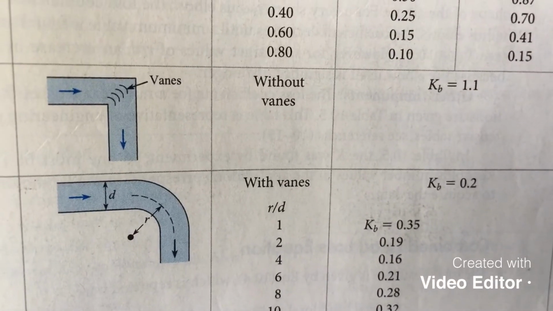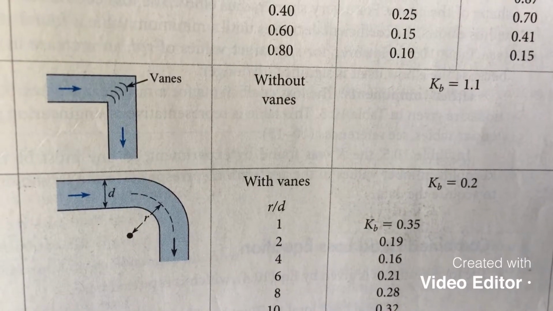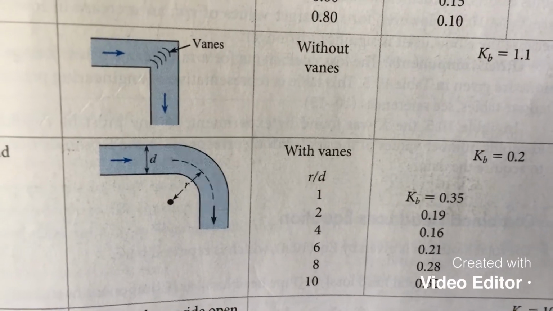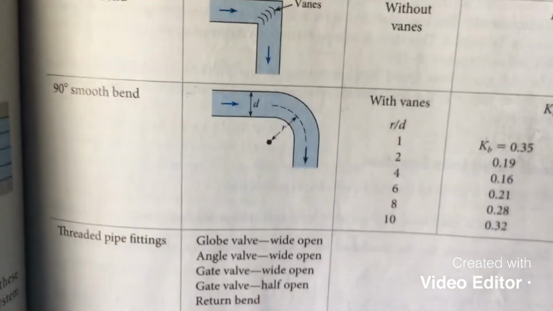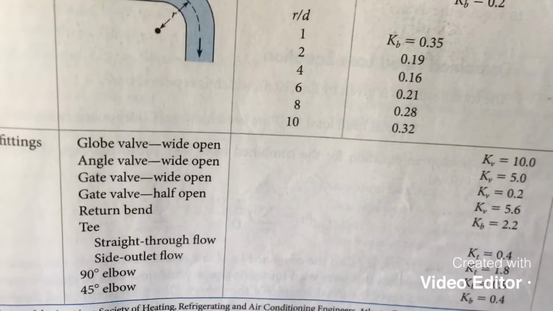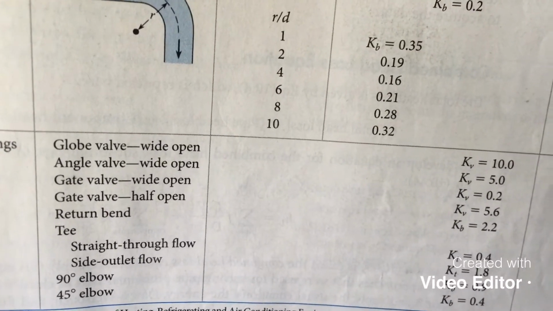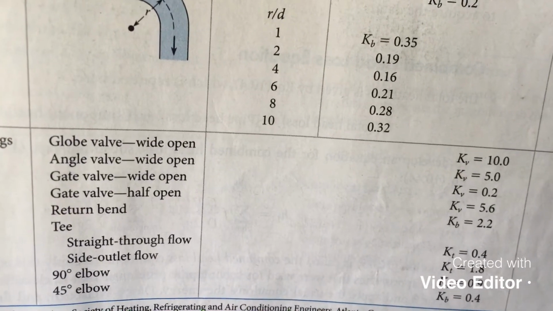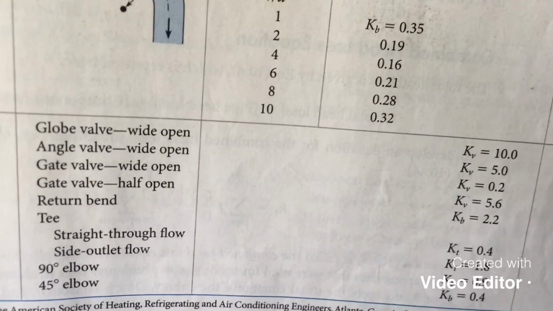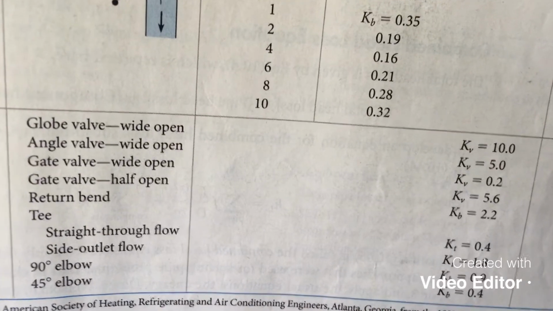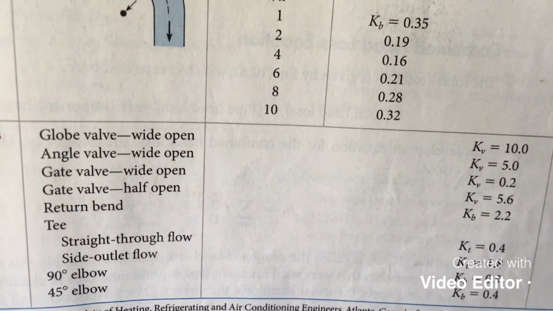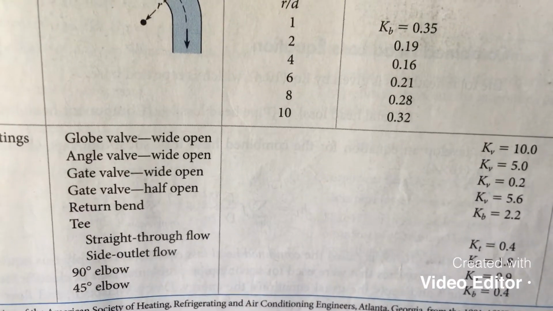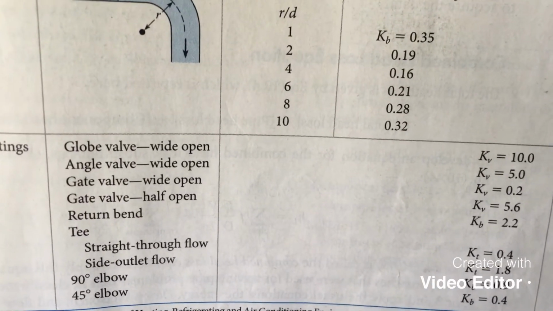With vein, K equals 0.2. Without vein, I think it depends on R over D, right? For the bend. And it listed all the cases for the valves. Okay, all kinds of valves: globe valve, angle valve, gate valves, open and half open. Okay, elbows, tees, all components. There's a K associated with it. So if you have a component there, it will be a minor loss to your piping system.